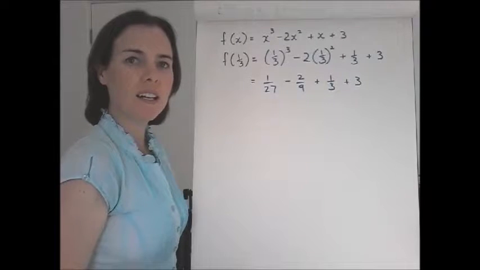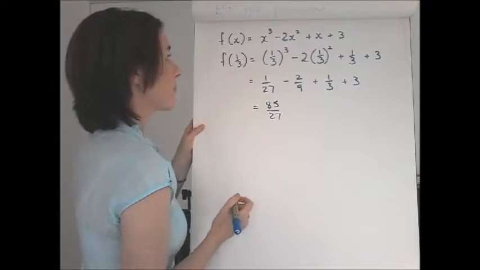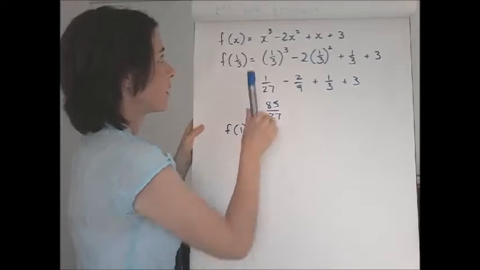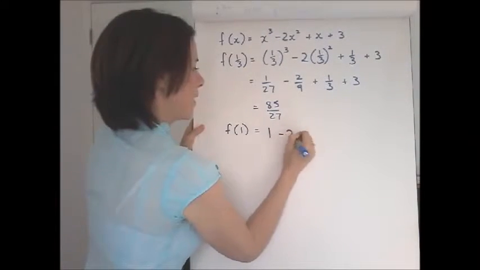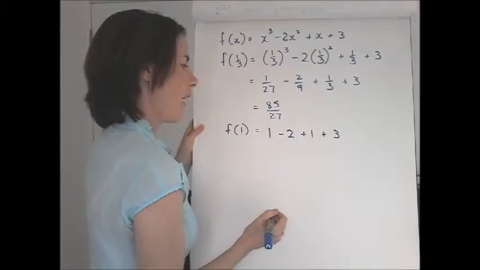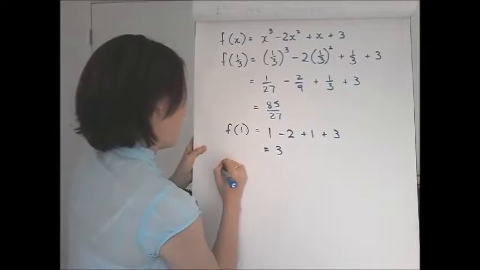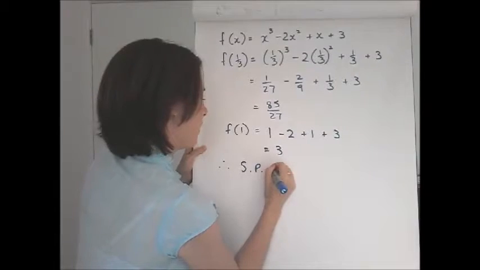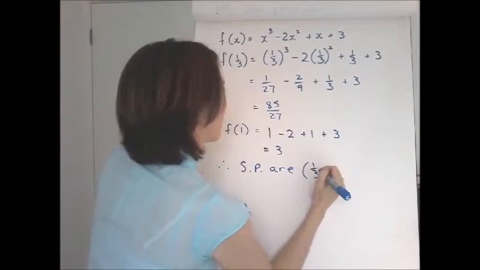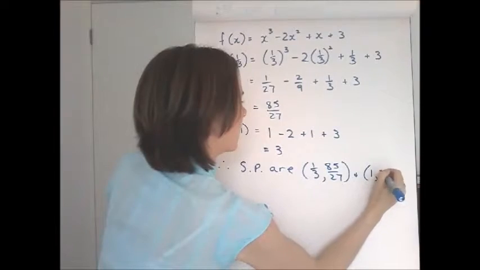And if you use a calculator, you'll get 85 over 27. Now if I sub in the positive 1, which was my other stationary point, I get 1 cubed minus 2 times 1 squared plus 1 plus 3. And that gives me 3. So I have two stationary points. Therefore, the stationary points are 1/3, 85 over 27, and 1, 3.